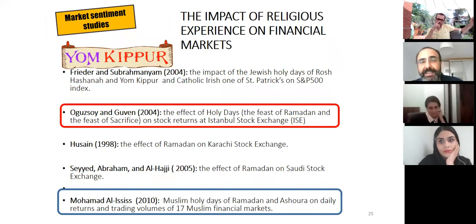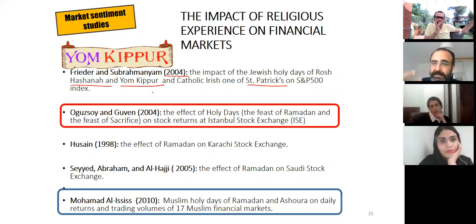Another one is the impact of religion in the financial market. In 2004, there was a study on Rosh Hashanah, Yom Kippur and St. Patrick's Day on the S&P 500, and it shows a significant impact.